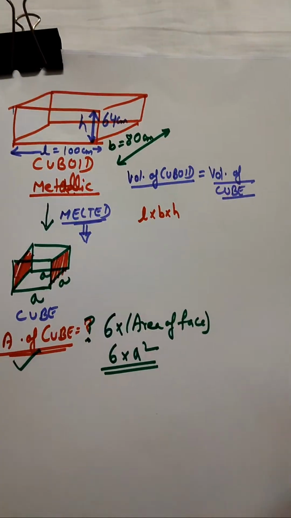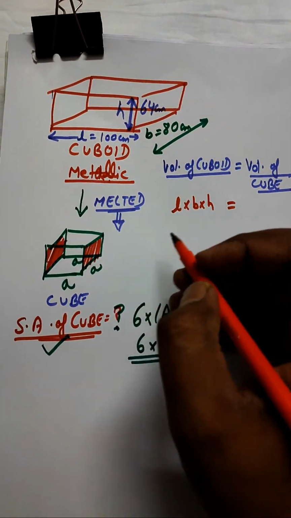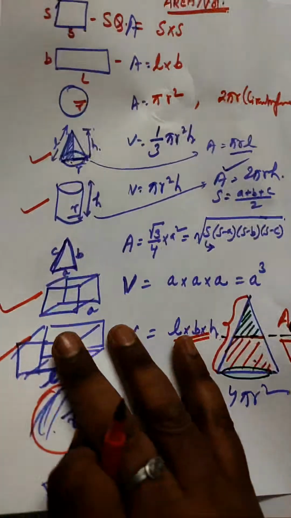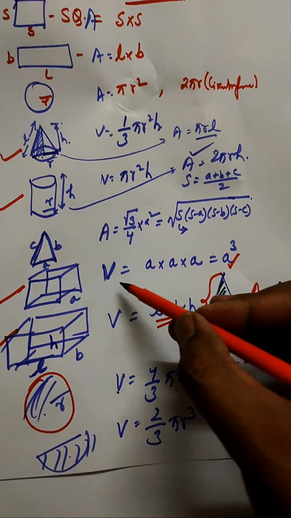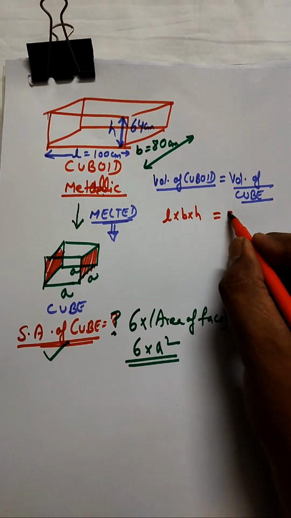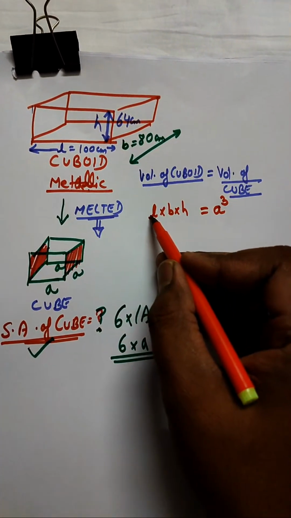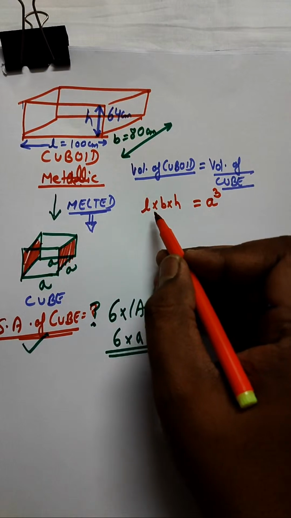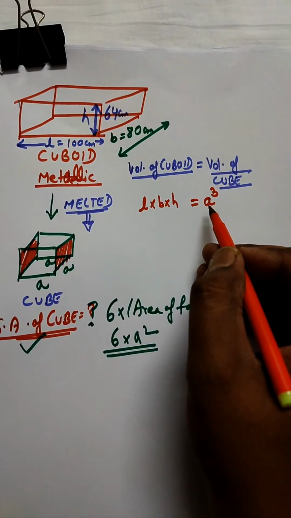Now, this will be equal to volume of cube. What is the volume of cube? Volume of a cube is side into side into side, that is side cube, which we have also learned now. This is the volume of a cube, so this will be equal to a cube. So we know the value of L, B and H. When we multiply all these three measurements and take the cubic root of that, we get the value of A.